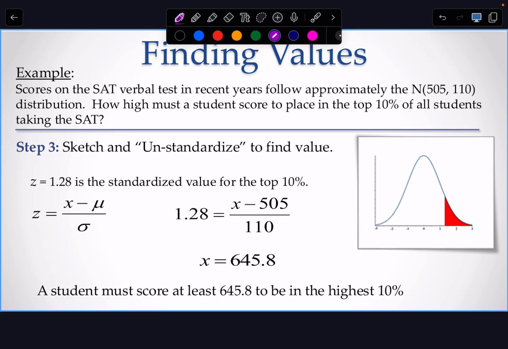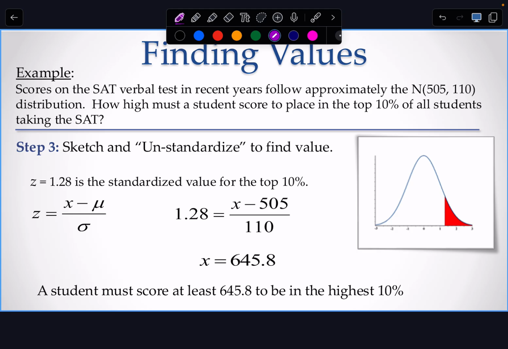So the hardest part of this whole process is going to be that first step, figuring out what percentage I need to be working with, what percentage I need to be finding on the table or plugging into the calculator, taking that percentage and converting it to a z-score. Once I get to the z-score, it's just a matter of providing a quick sketch, plugging the value into my formula, and then just solving for x, and then interpreting.